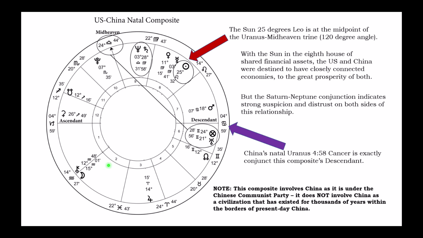China's natal Uranus, 4 degrees 58 minutes Cancer, conjoins the composite descendant, with the composite moon, 15 degrees Aquarius, opposing China's natal Mars and natal Pluto, 17 degrees 38 minutes Leo. Sudden financial and economic upsets, as well as threatening aggressive behavior, can quickly turn this relationship from one of shared wealth to one of destruction.